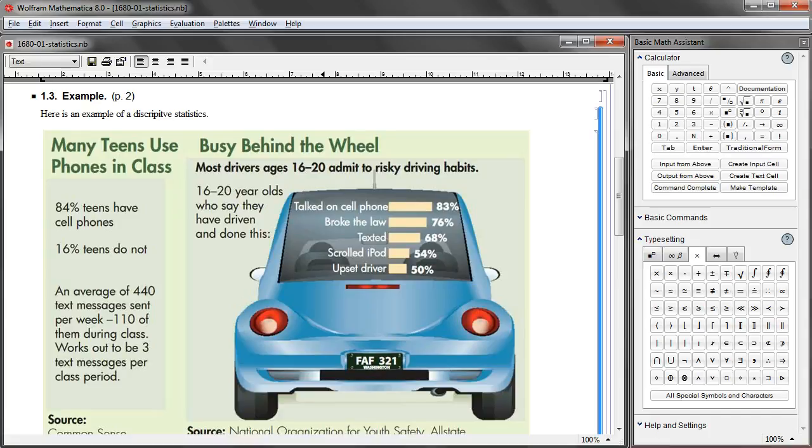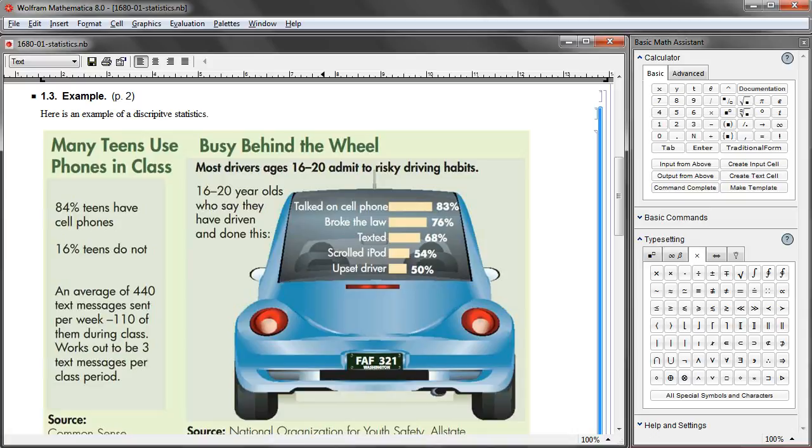We have just 84% and 16%, just those two. So we did not really need any kind of graphical information. 84 and 16, easy to see. But here on the right-hand side, if we simply explain everything in a paragraph, talked on a cell phone, 83%, broke the law, 76%, and so on and so forth, it's going to be a little bit difficult to understand, especially for visual people. So what do we do? One way to handle it is to present it like this in a bar graph, which is embedded inside this picture of this car in the back window.